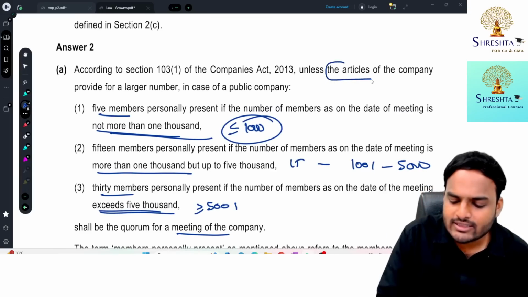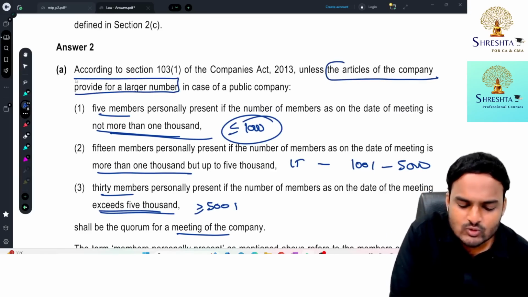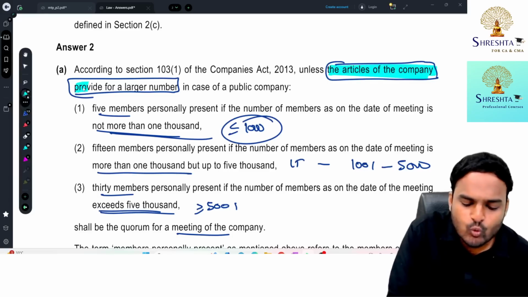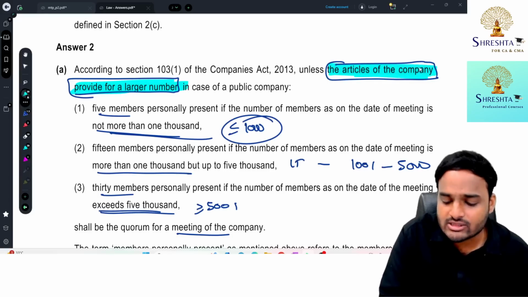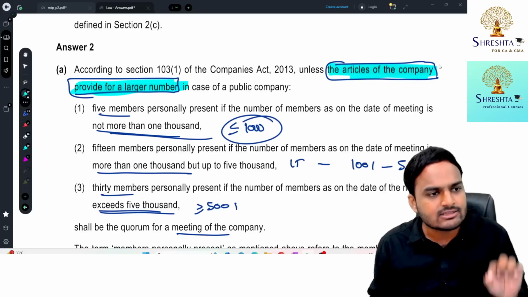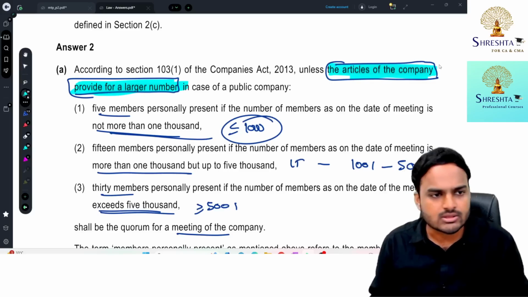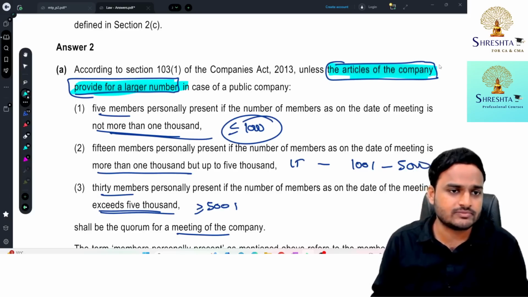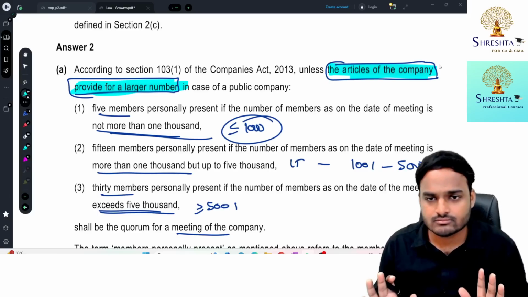And I told you, right, articles of the company. So this one point will carry equal weightage. If you forget to write this highlighted matter, you'll end up getting just 50% of marks. That's it. This highlighted matter is also very, very important. Clear?